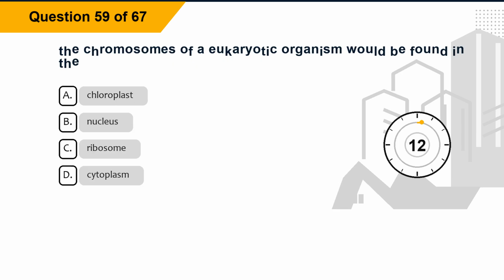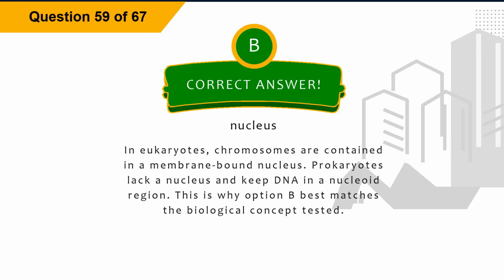Question 59. The chromosomes of a eukaryotic organism would be found in the option A. Chloroplast. Option B. Nucleus. Option C. Ribosome. Option D. Cytoplasm. The correct answer is option B. Nucleus. Explanation: in eukaryotes, chromosomes are contained in a membrane-bound nucleus. Prokaryotes lack a nucleus and keep DNA in a nucleoid region. This is why option B best matches the biological concept tested.